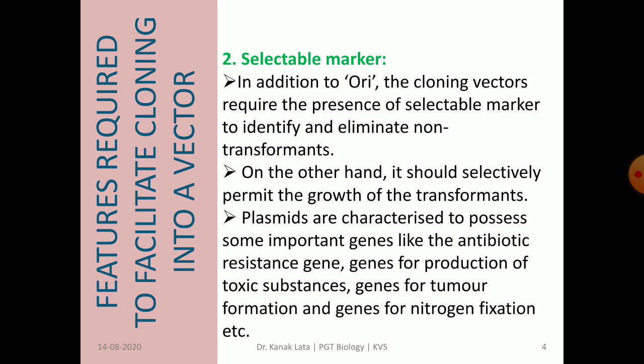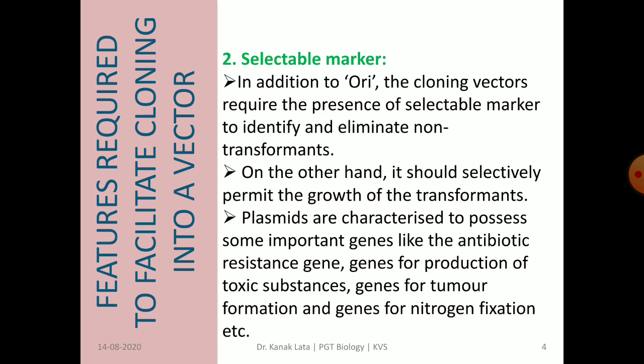Second important feature is presence of a selectable marker in the cloning vector. In addition to origin of replication, a cloning vector requires the presence of a selectable marker to identify and eliminate non-transformants or non-recombinants. Here, selectable markers also selectively permit the growth of transformants, that is recombinants.